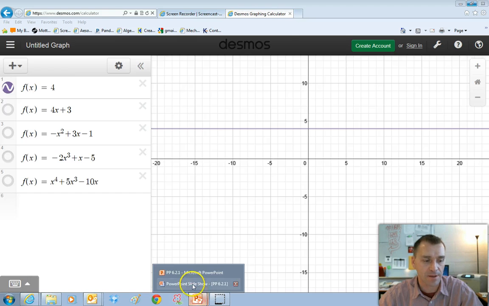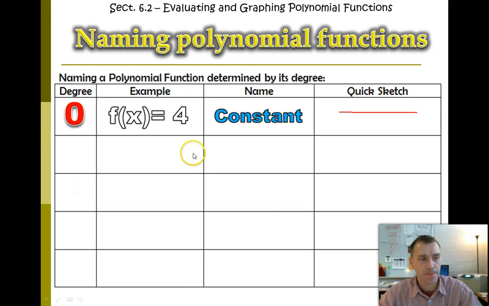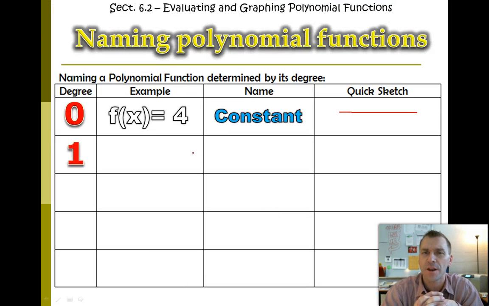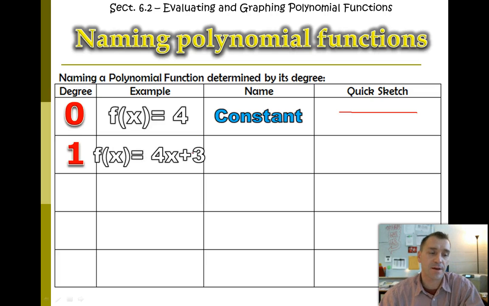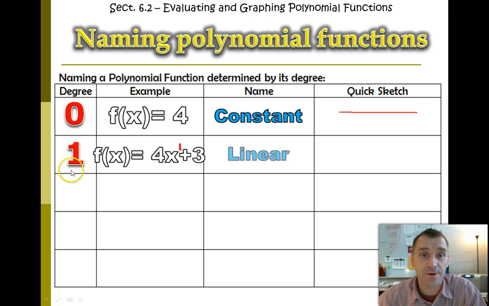Beautiful. It's that simple. Okay, back to the PowerPoint. So let's say we have a degree of 1, which would look like this. So you can see it's now 4x to the first power. So my highest power on a variable is a 1. That's the degree. That particular name is called a linear function, a linear polynomial function.